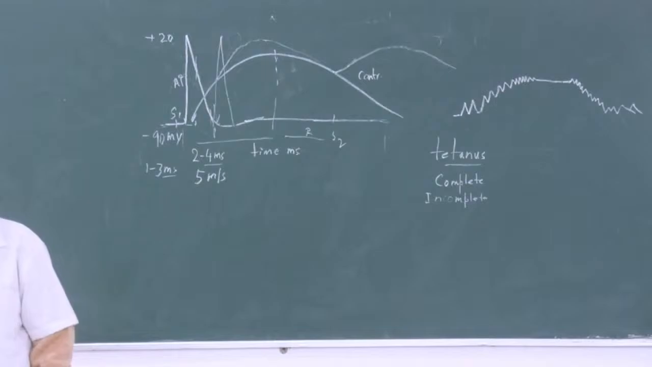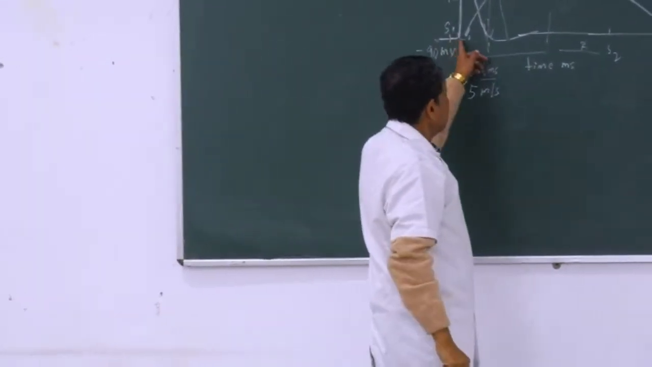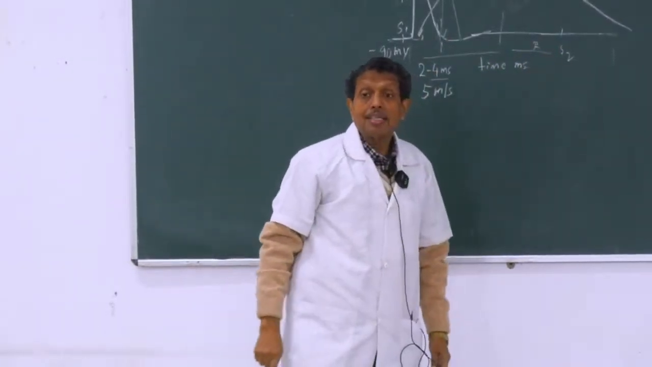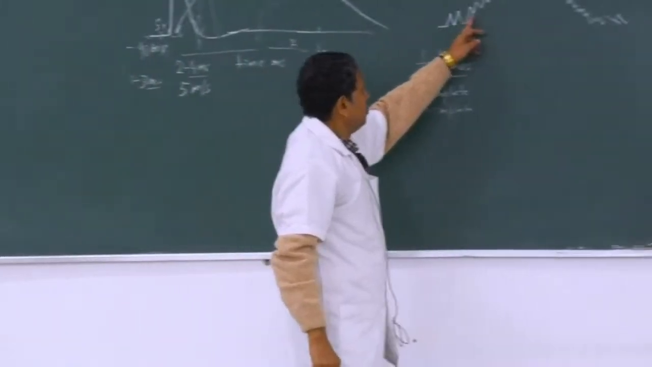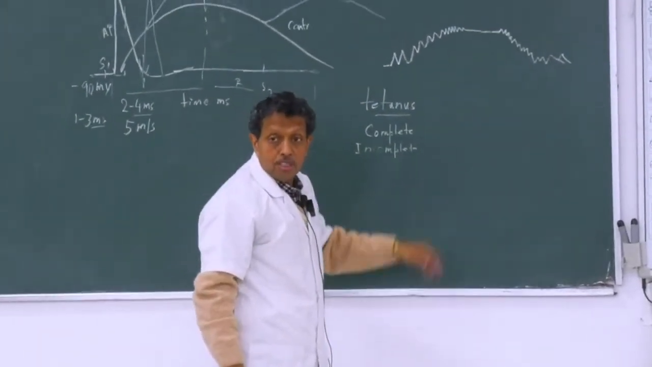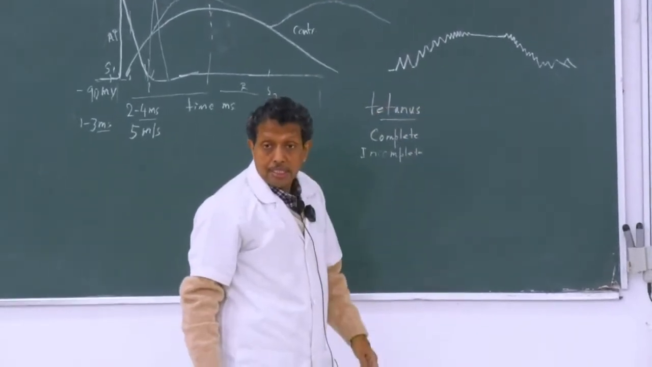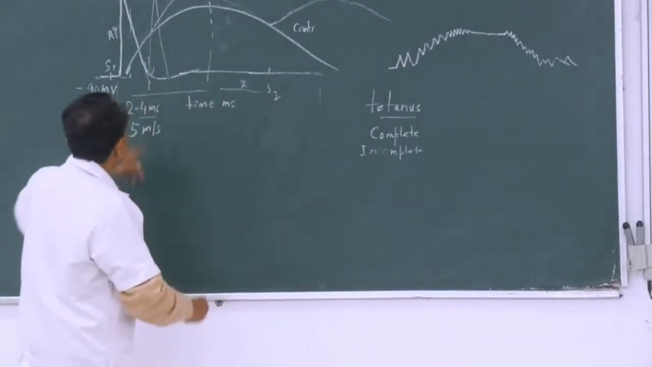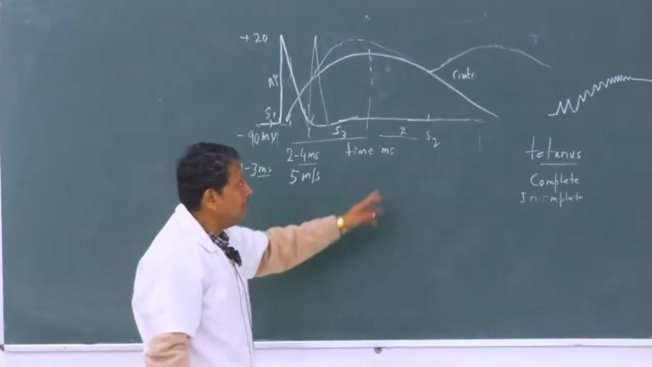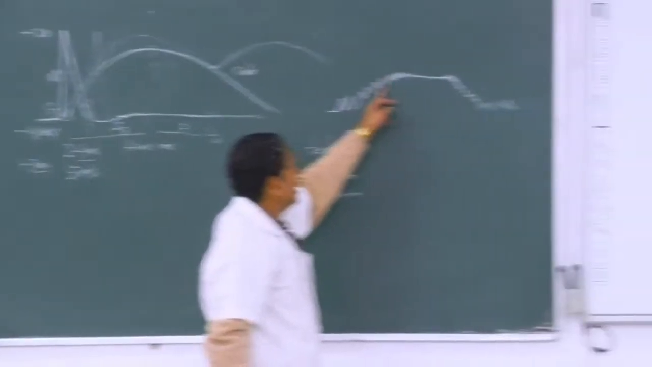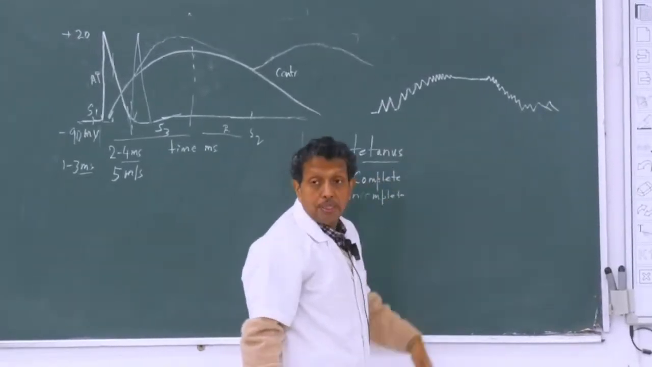If the frequency of stimulation increases, and S1 and S2 fall in the relaxation phase, in that case there is some partial relaxation in between the stimuli. When the frequency increases further, S3 falls within the contraction phase, and in that case there is a steady pull. So these are the conditions of incomplete tetanus, and this is the complete tetanus.